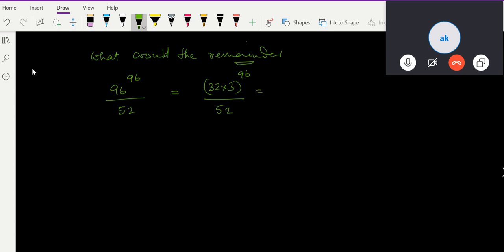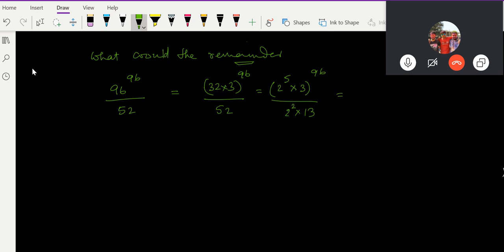What is 32? 2 to the power 5, right? 3 means 3, to the power 96. What is 52? 52 means 2 square into 13. Right?